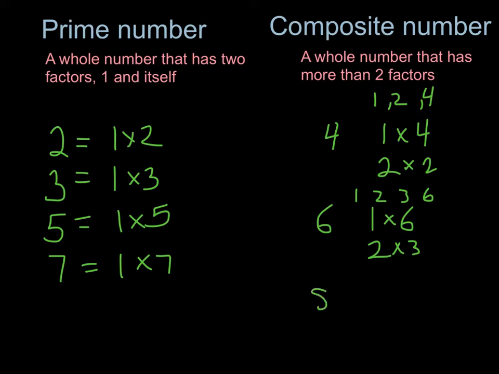8 would be because there's more than two factors. I can go 1 times 8. I can go 2 times 4. So that one has 4 factors: 1, 2, 4, and 8.